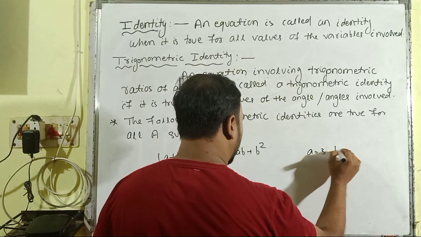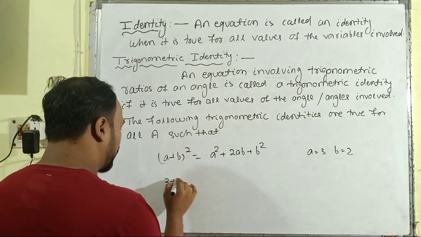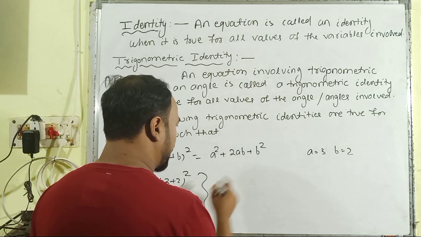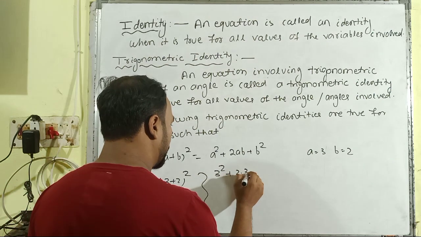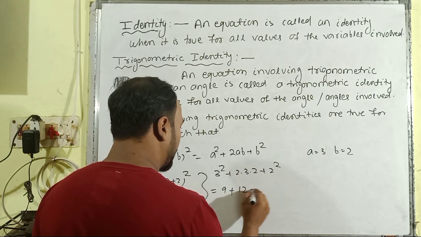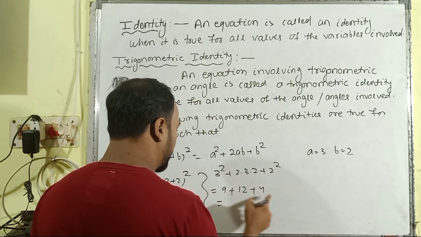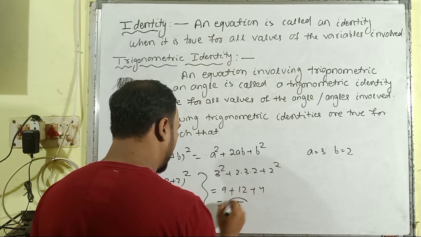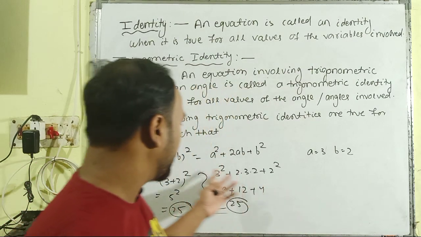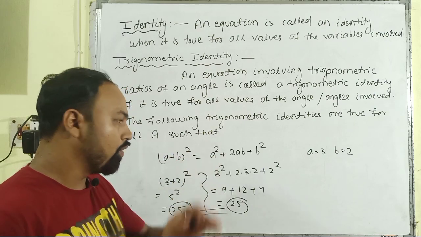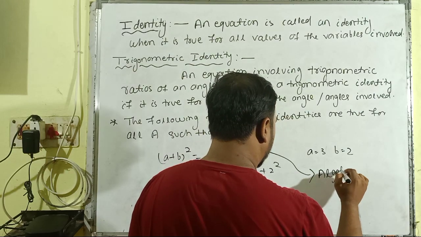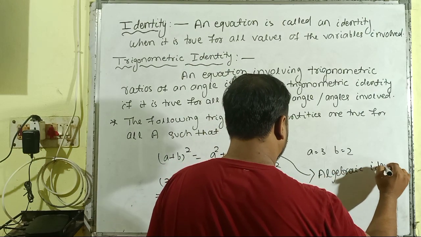Suppose a is 3 and b is 2, then it will be (3 plus 2) whole square, which is whole square of 5, and it is 25. Then in the right hand side, it is 3 square plus 2 into 3 into 2 plus 2 square. It is 9 plus 12 plus 4, which is 25. And these values are equal. You can take any other values and you will find that (a plus b) whole square is equal to a square plus 2ab plus b square. And it is an algebraic identity.